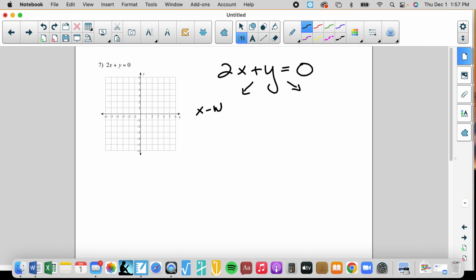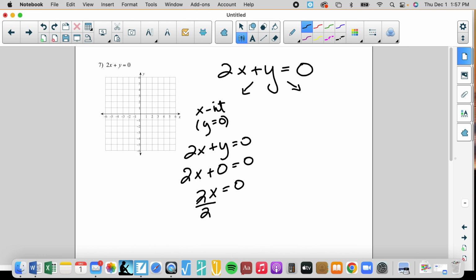Let's see what we get. So we rewrite the starting equation. This is still traditional: 2x plus 0 equals 0. 2x equals 0. Divide by 2. X equals 0. We can have 0 in the numerator. We just can't have 0 in the denominator. So my x-intercept is 0.